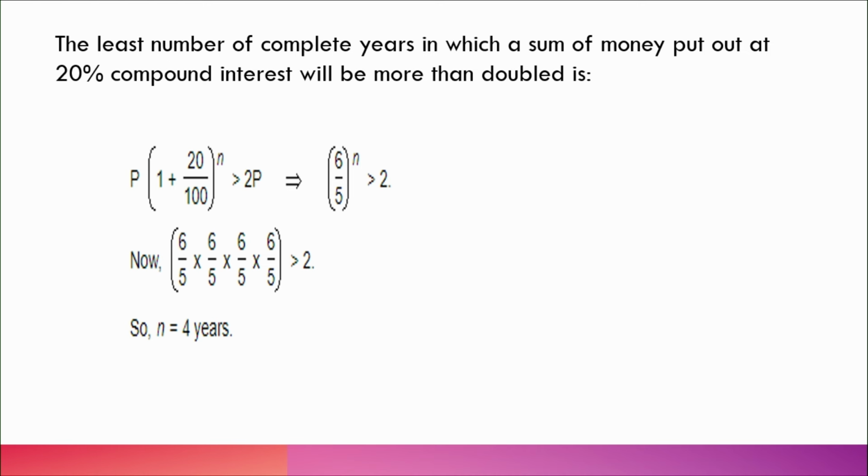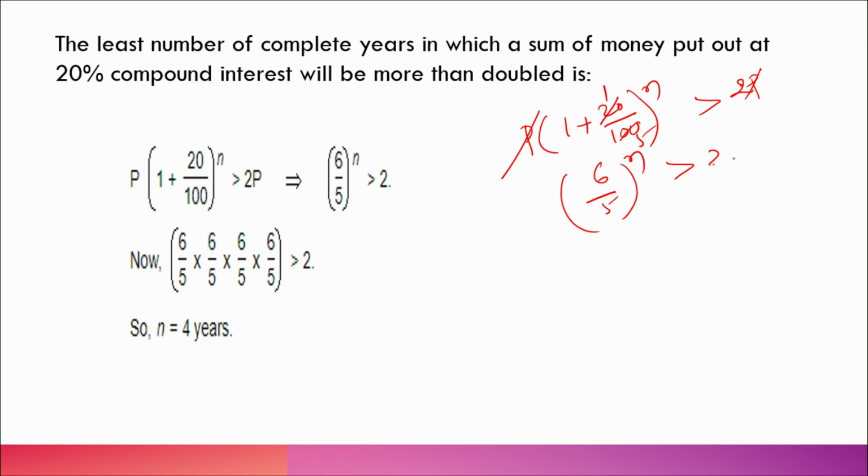Okay. Now we have to find that value. What is the formula? P of 1 plus R by 100, 20% is given, so 20 by 100 whole power n. The total amount will be more than double the amount, that means 2P, correct. 20 by 100 is 1 by 5. This P and this P get cancelled, correct. 5 ones are 5, 5 plus 1 is 6, so 6 by 5 whole power n is greater than 2.